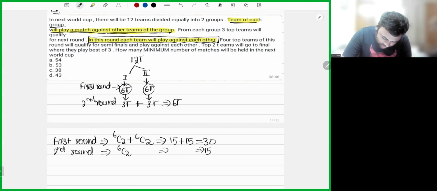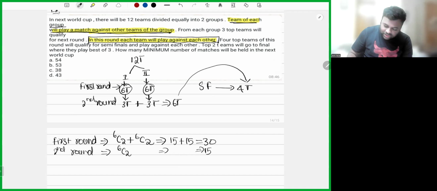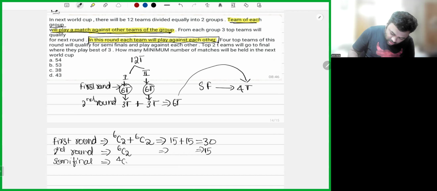Four top teams of this round will qualify for semi-finals and play against each other. From these six teams, four teams will go for semi-finals and these four teams will play with each other, 4C2. So what is 4C2? 4 into 3 divided by 2, which is equal to 6.